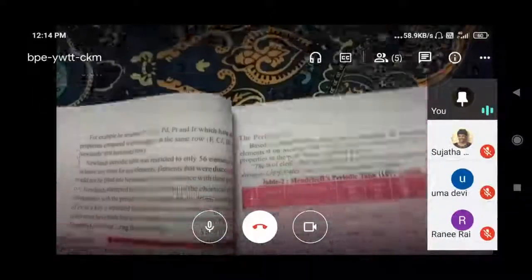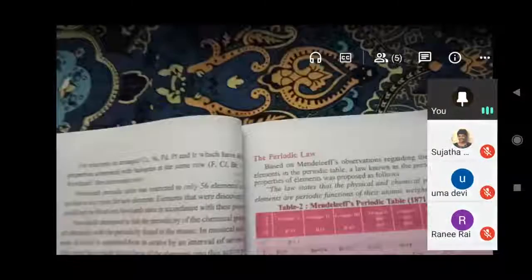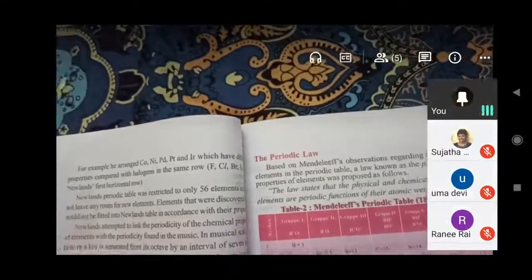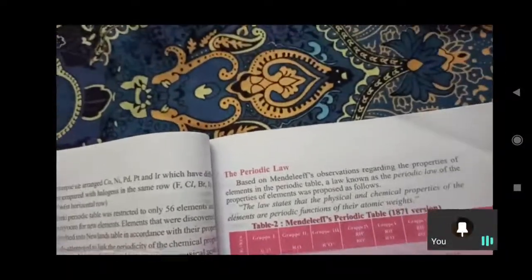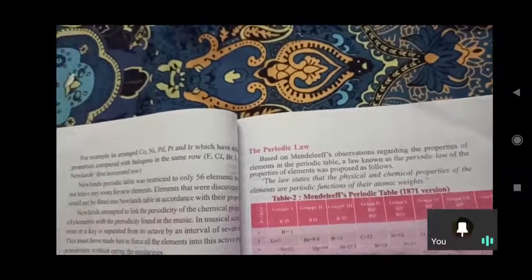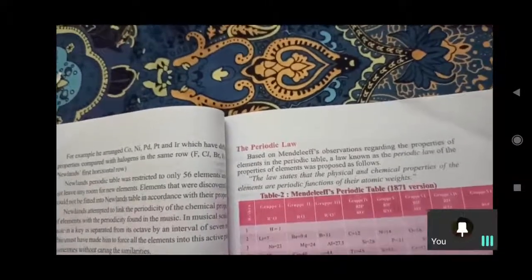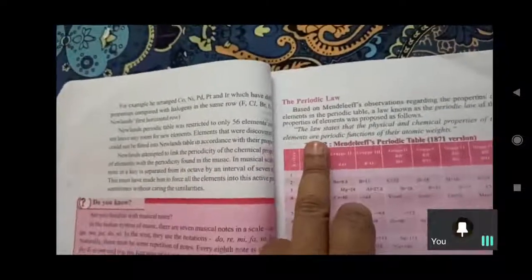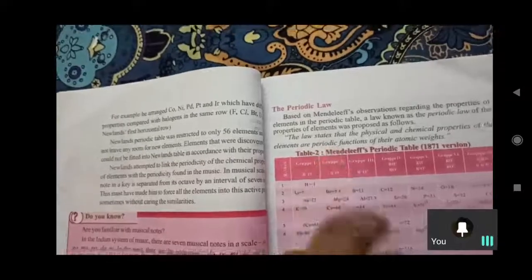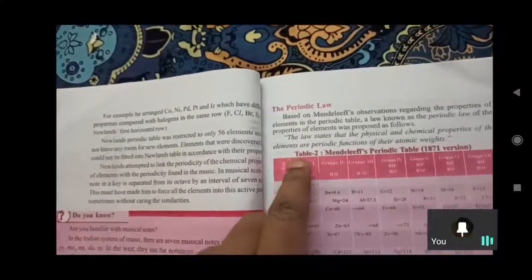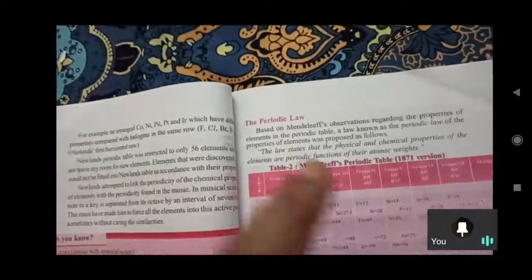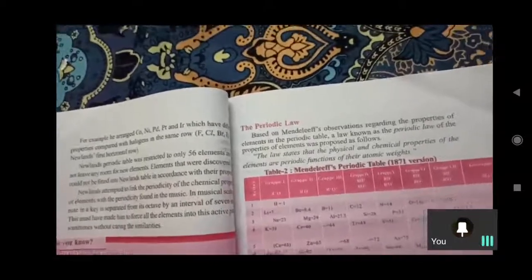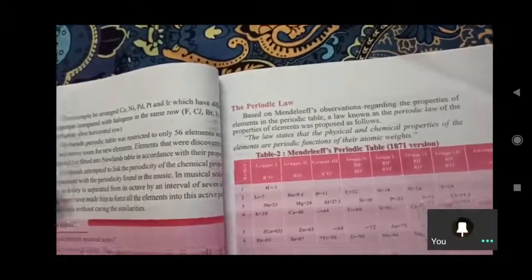Now next coming to how he considered the periodic law. So what is the law he followed for this? Regarding the properties of elements in the periodic table, periodic law. So periodic law, what is that law? Here the statement they have given, see, the law states that the physical and chemical properties of the elements are periodic functions of their atomic weights. How they are reacting with oxygen. So on the basis of that only, R2O, RO, R2O3.